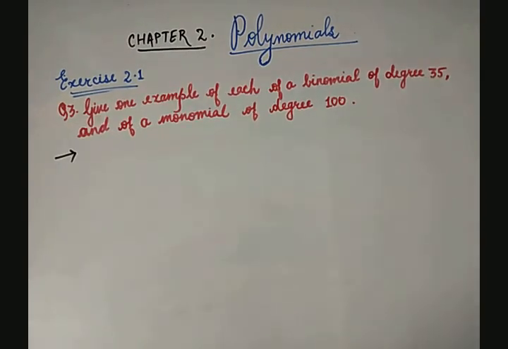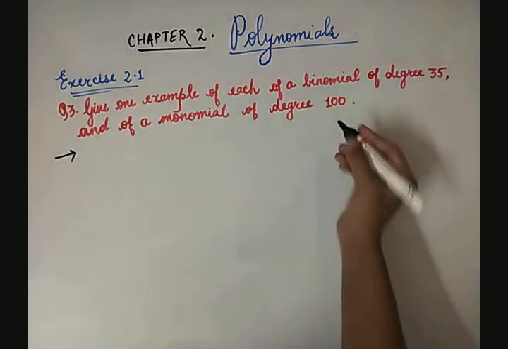Now the third question is, give one example each of a binomial of degree 35 and a monomial of degree 100. Now it depends on you. You can give any example of your choice. So let us see some examples. Now here only one is asked. Let us write a few more.